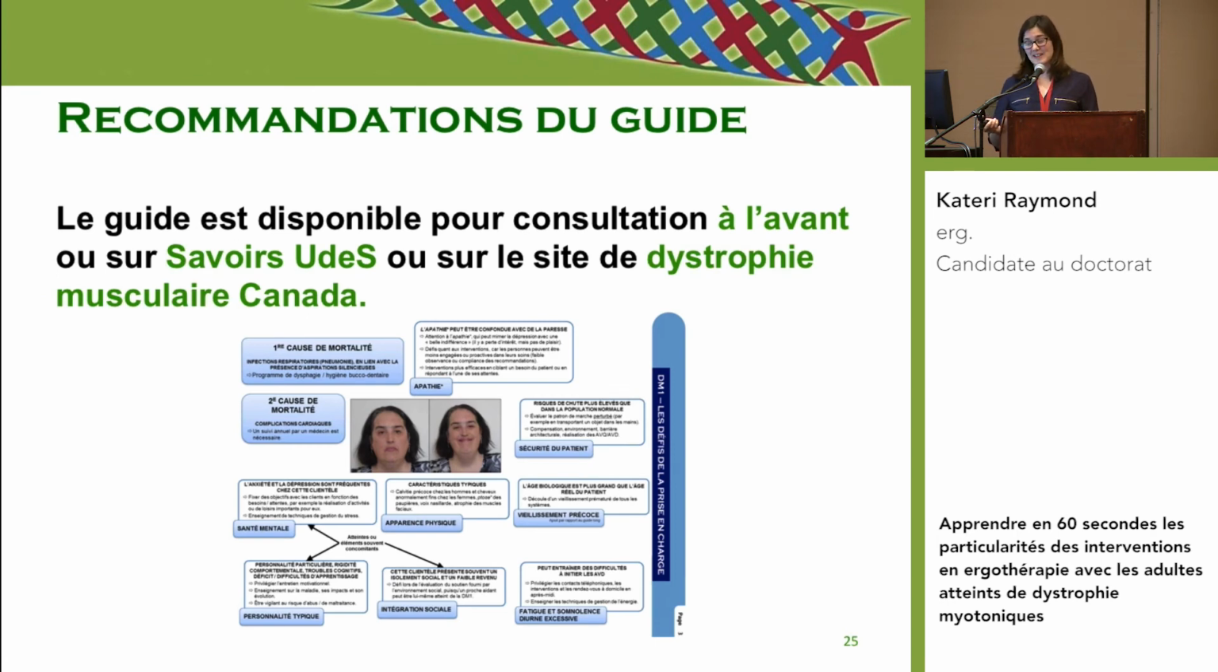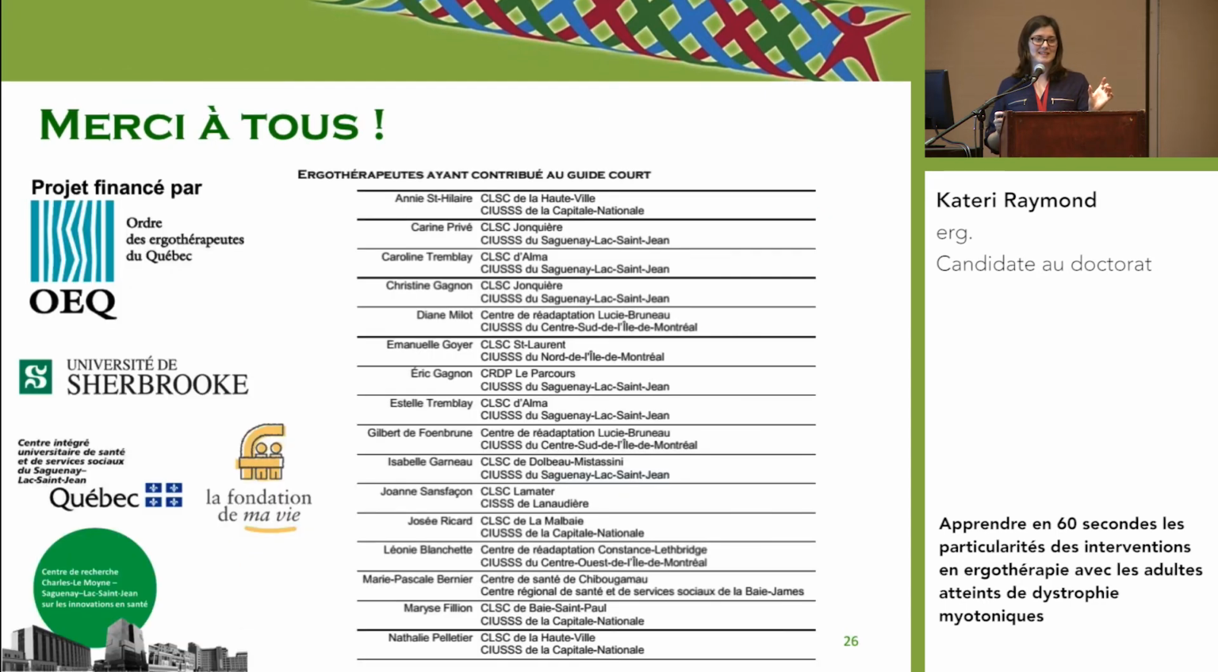So that was the Simplified Practice Guide. It's available on Savoir UDS, Muscular Dystrophy Canada, and there were copies at the front, but now they're all gone. But you still have the small cards which allow you to know the link to go see where it is on Savoir UDS.